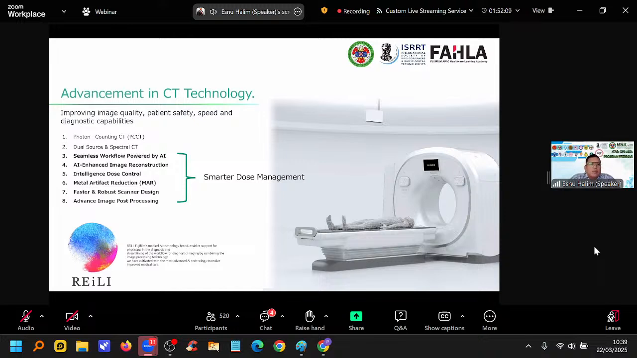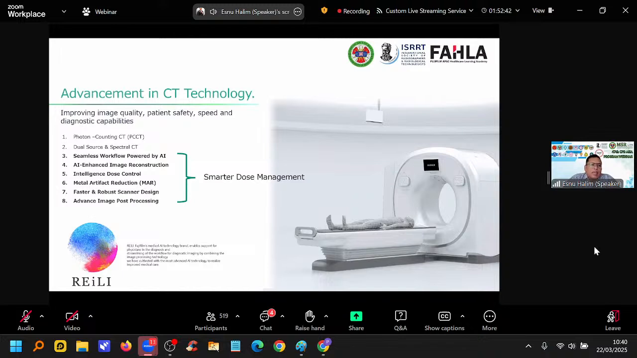I believe you have heard from the previous speaker that there are many advancements in CT technology over the years. We talk about the latest advancements in the design of the system and the detector system, with spectral CT, with dual source, with photon counting. But for me, I'm not going to focus on these. I will focus more on the others that are widely available in our region.